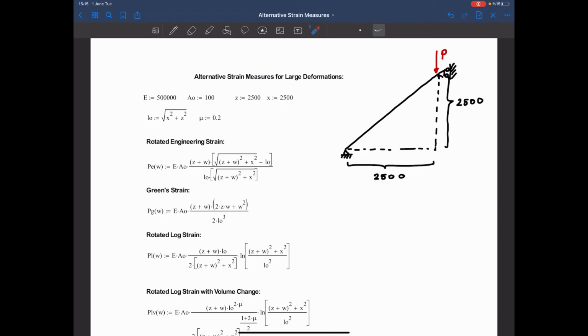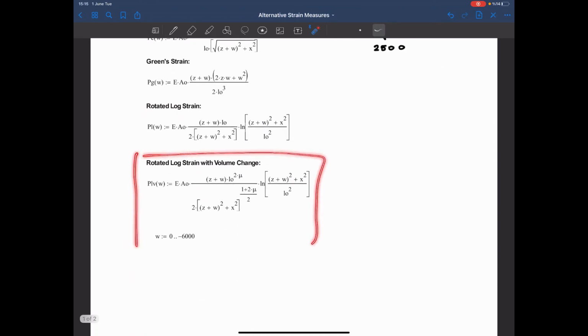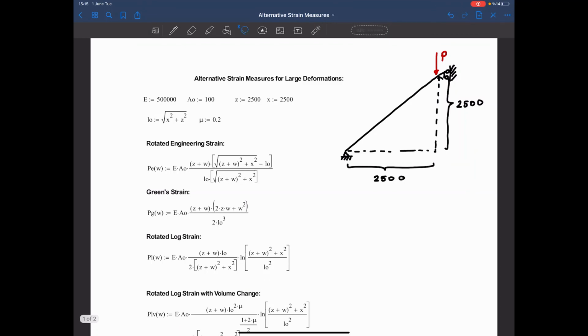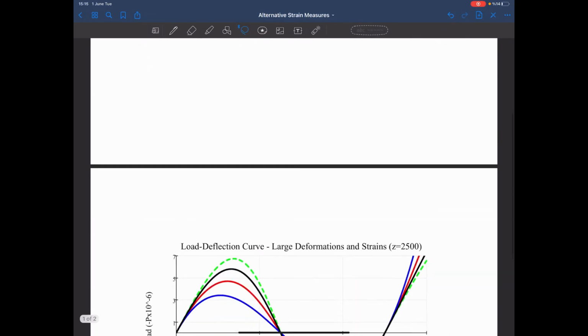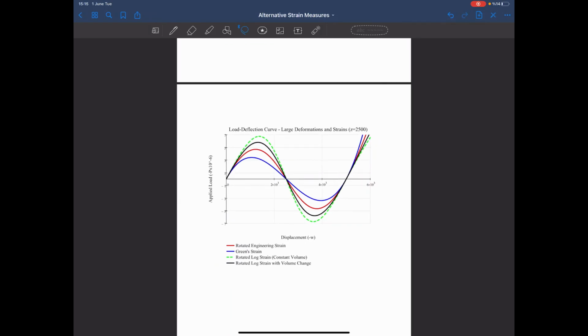Remember that in the shallow truss formulation, we were taking the z as equal to 25, okay? And these are the rotated engineering strain. This is the equation that we derive. When we use green strain, we get much simpler equation, the rotated log strain and the rotated log strain with the volume change. So let me take this one and put it in the results page as well, so that we'll remember what the problem is.